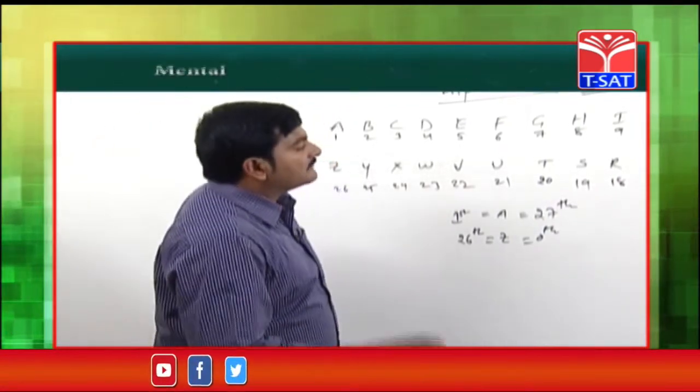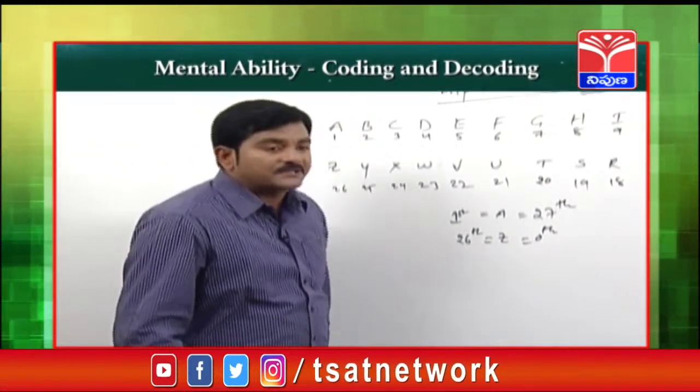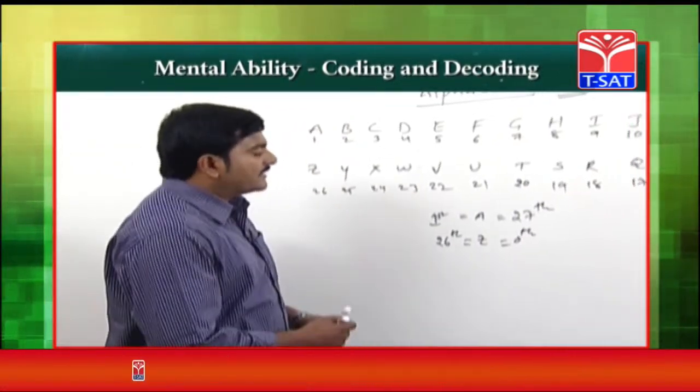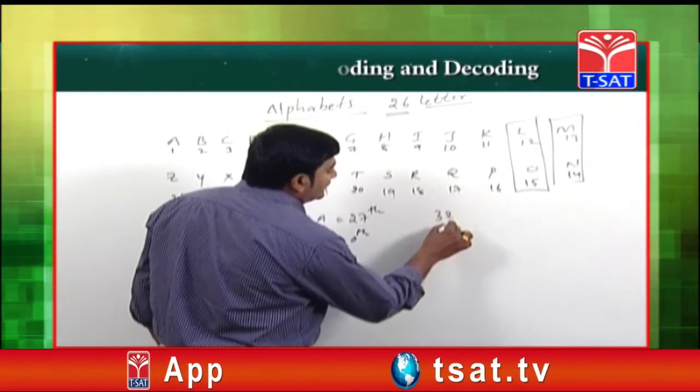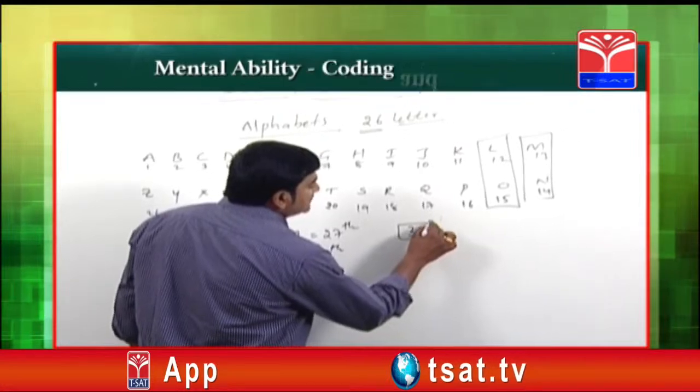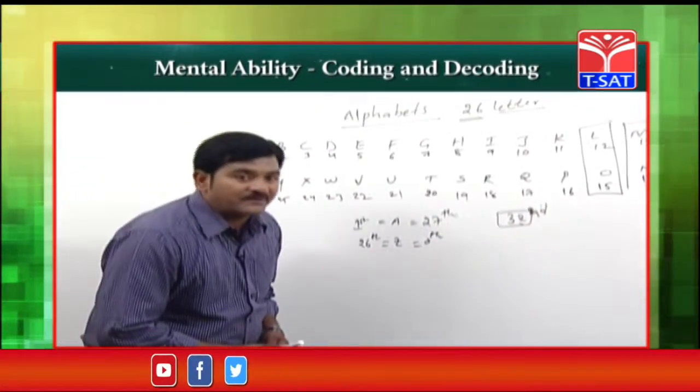That's why in our reasoning part, not only 26 alphabets, there are many alphabets, so you need to focus on all. For example, let's say I need to find out the 32nd alphabet. I have to find out the 32nd alphabet in English. So how can you find out this 32nd alphabet?